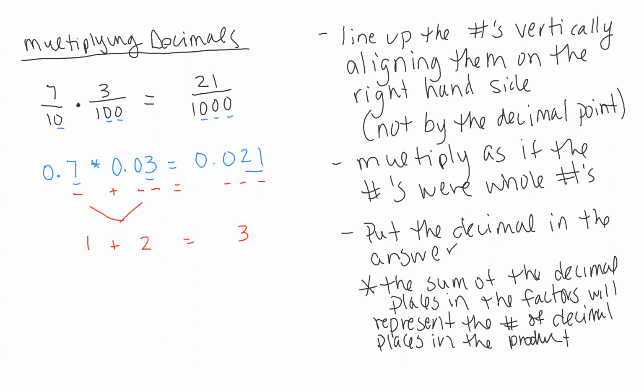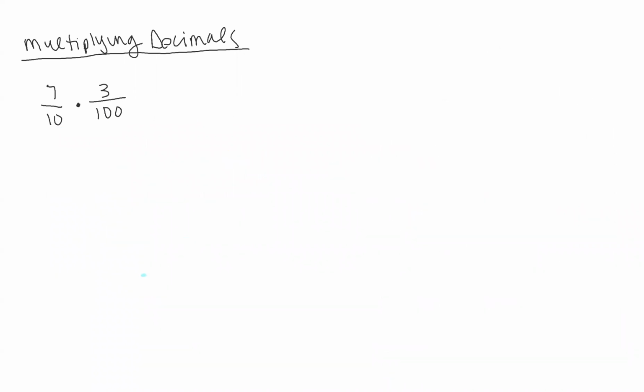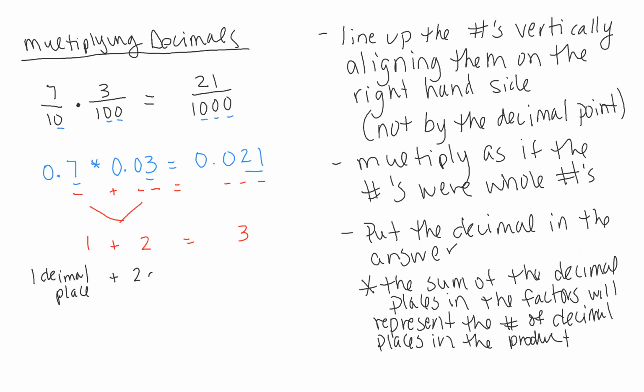So again, we had 1 decimal place plus 2 decimal places. Whoops, let me start that over. That was a disaster. The first factor had 1 decimal place. The second factor had 2 decimal places, and the product ended up with 3 decimal places. So a lot of this is very similar to just multiplying whole numbers. We just have this added step of figuring out where on earth we put the decimal point.